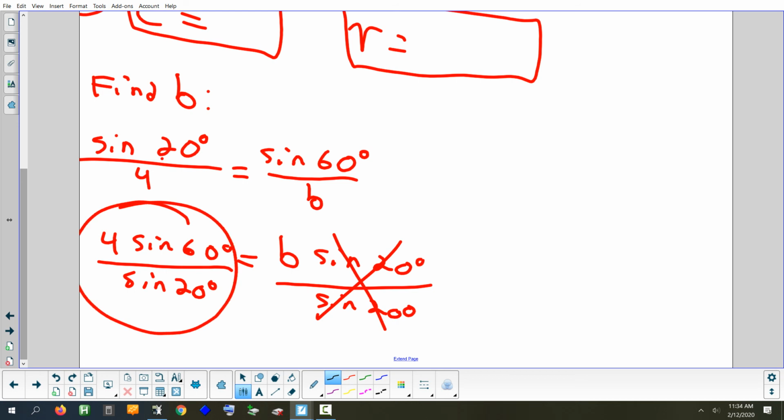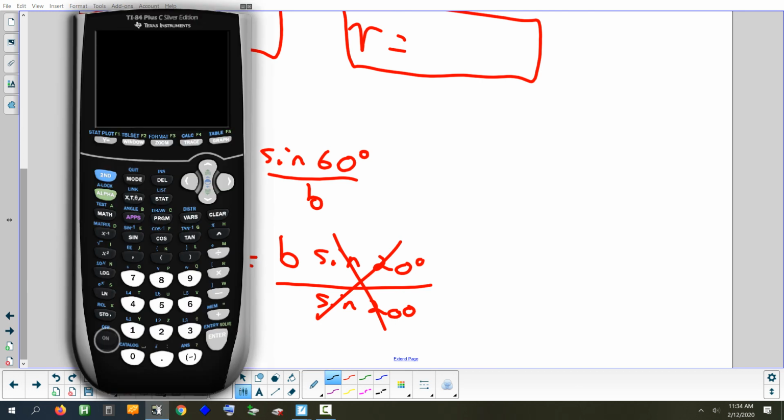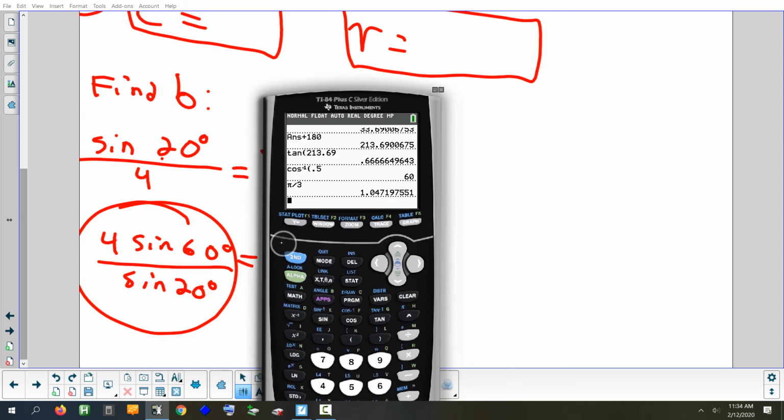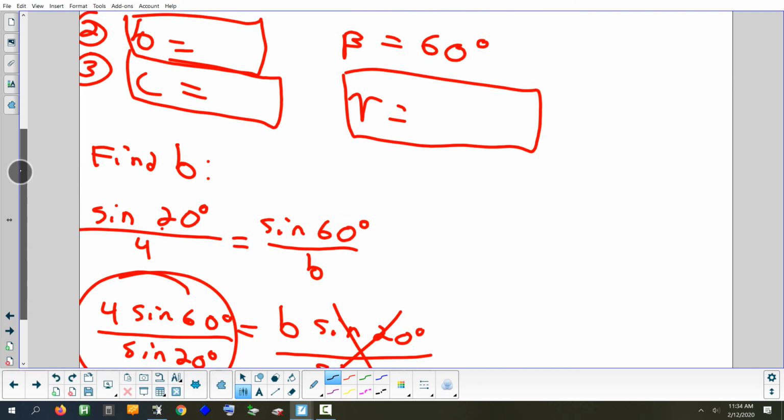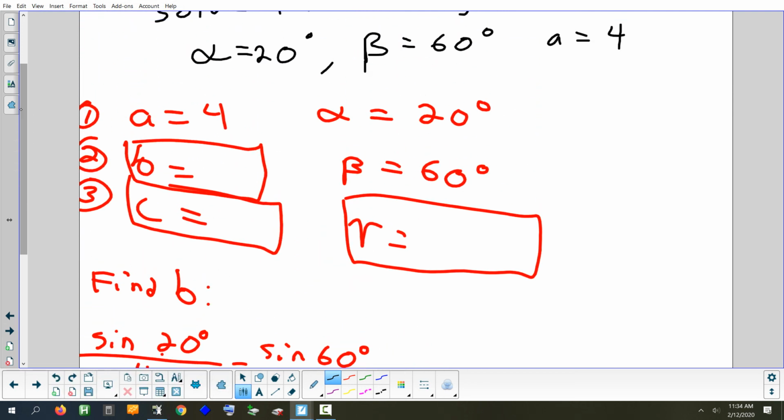Now I'm going to type that. Okay, I think every problem in this section is degrees, so let's make sure we're in degrees. And 4 sine 60 over sine 20. It's important you close that parenthesis. And we get about 10.128. So if they don't say, we're going to go to 3. 10.128. So I did that first, not because it was the easiest one, but I wanted to show you I could do it without finding gamma at all.